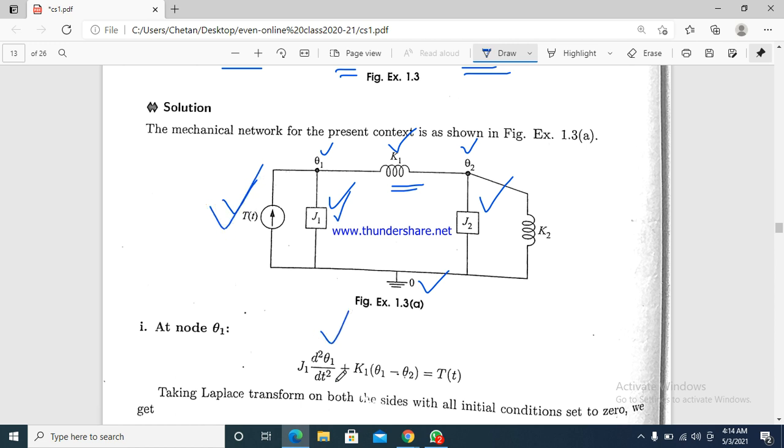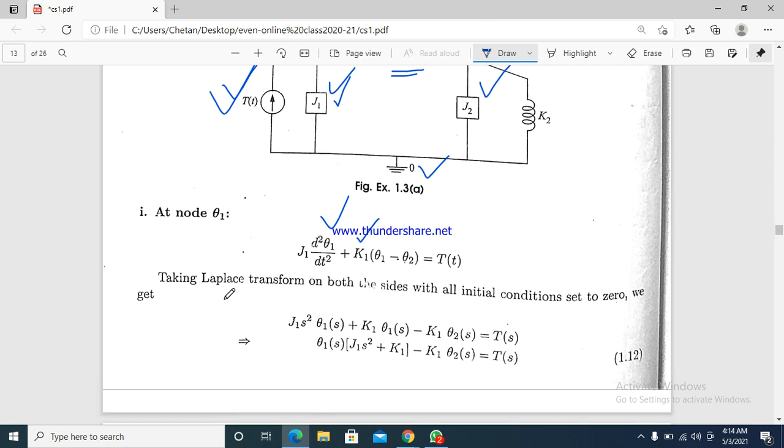J1 d square theta 1 divided by dt square plus K1 times theta 1 minus theta 2 equal to T of t. Write down the Laplace transform expression for this equation. J1 s square theta 1 of s plus K1 theta 1 of s minus K1 theta 2 of s equal to, in place of T of t small t you have written T of s. Next, take theta 1 of s outside, theta 2 of s.